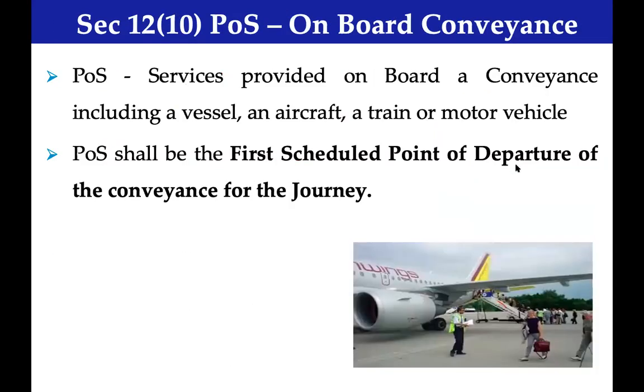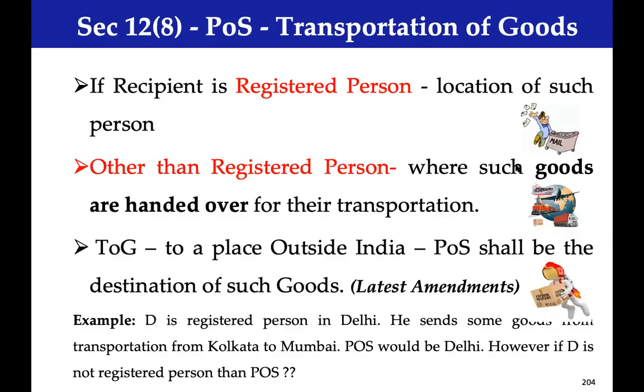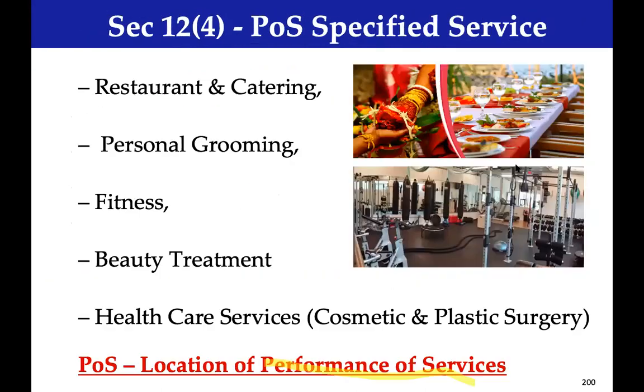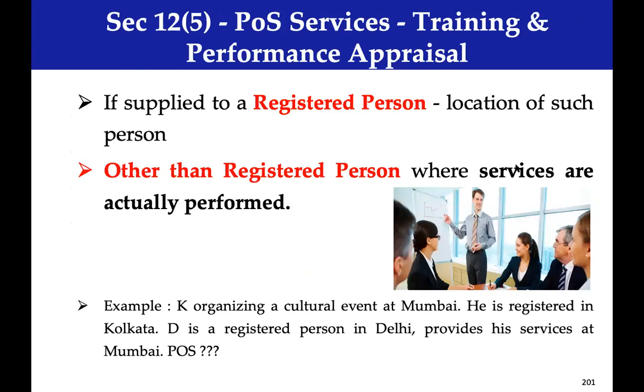Onboard conveyance. In case services are provided inside an aircraft, inside a train, inside a vessel, then the first scheduled point of departure would become the place of supply. These are the few entries we discussed. Consciously, we excluded certain entries from discussion. We will start one after the other.